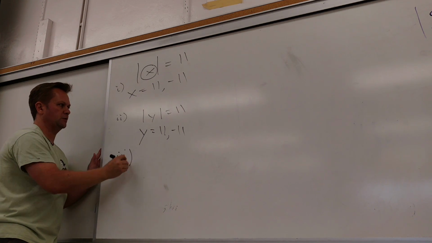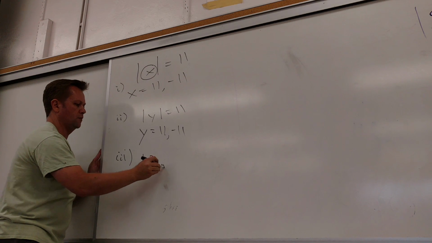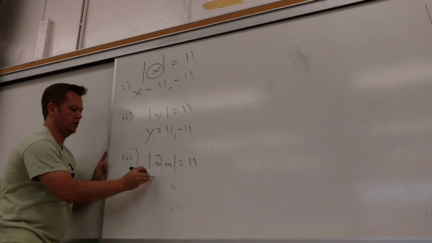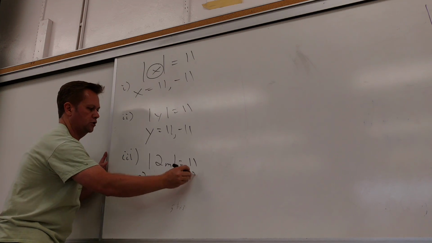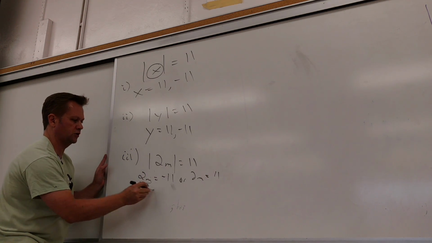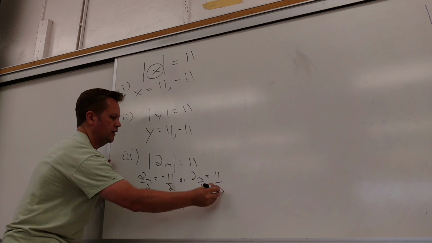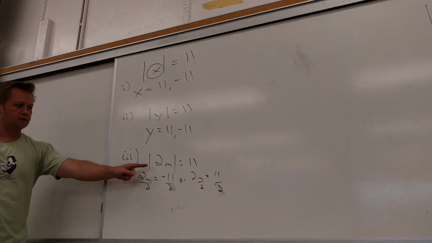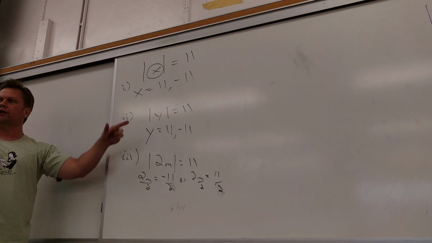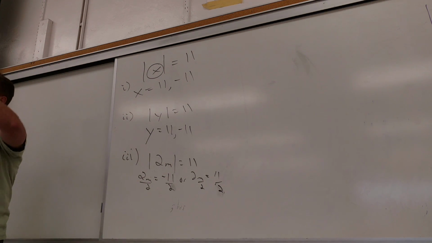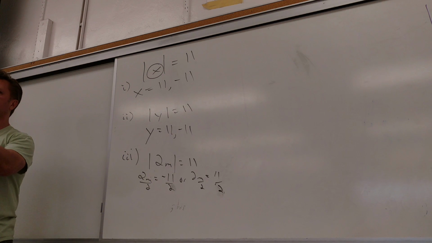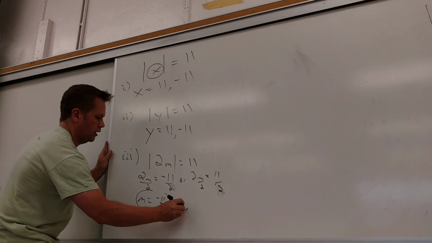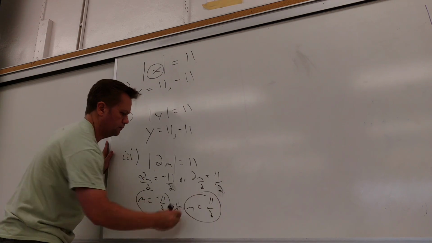Alright, so what if it was the absolute value of 2m equals 11? 2m equals negative 11 or 2m equals 11. And then you have to do one more step. So when there's more complicated stuff inside, the first step is the same. Whatever's inside equals 11 or it equals negative 11. If it's got more stuff on it, you want to get rid of that. I want to get m by itself. So then m is equal to negative 11 over 2 or m is equal to 11 over 2. Bam.